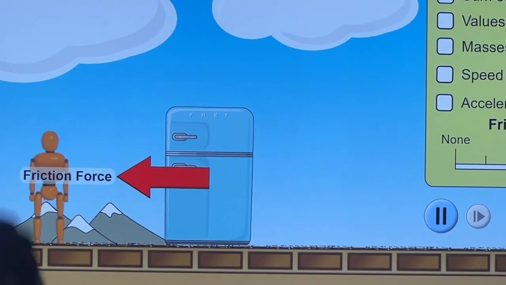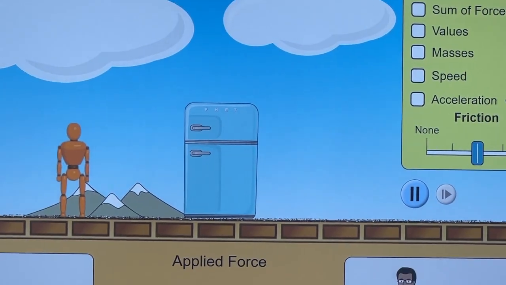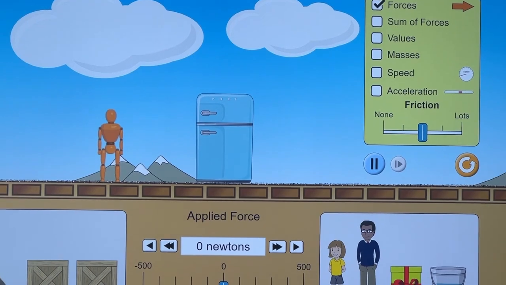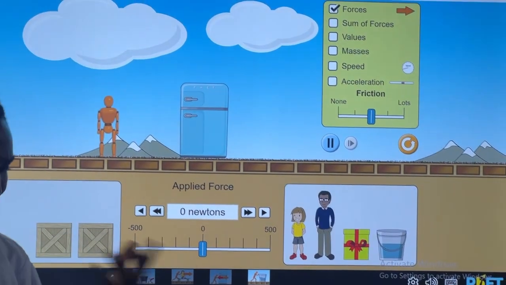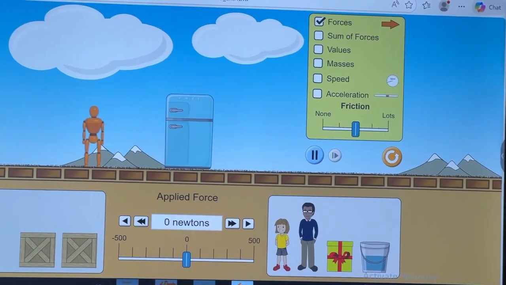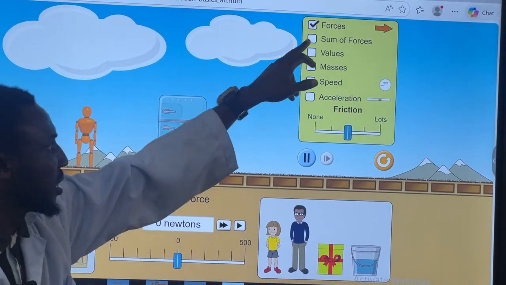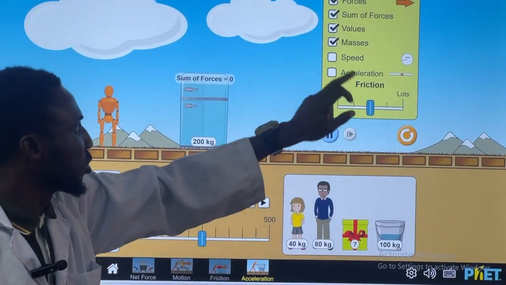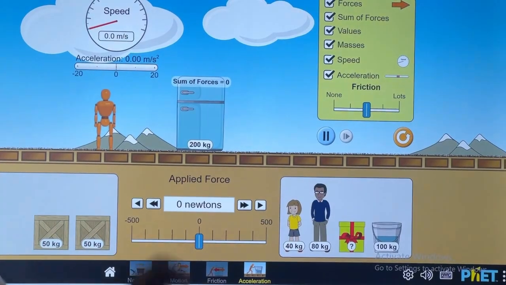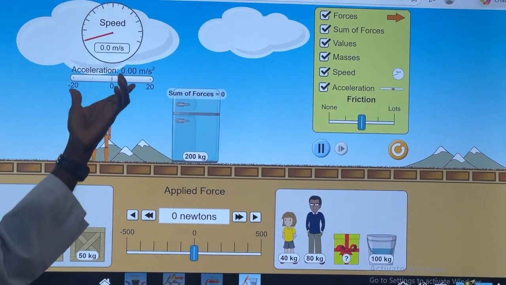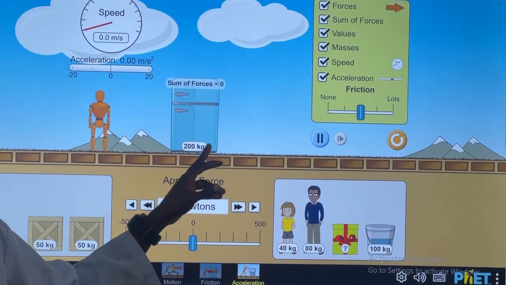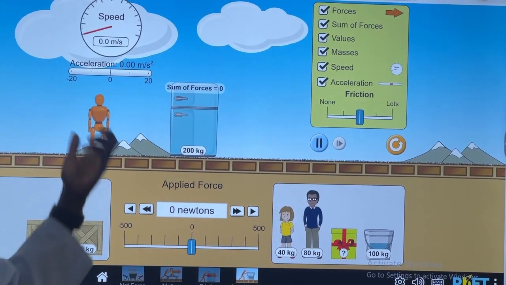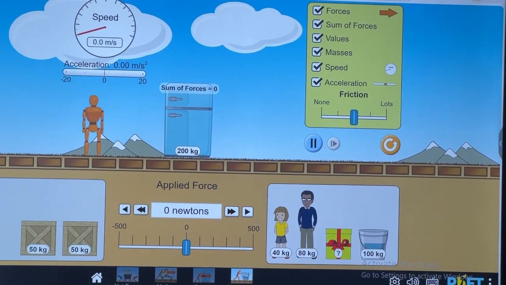But I'm going to show us the values of the speed and acceleration, because these are terms that we use in motion: velocity, acceleration, speed, displacement, distance. So this is the speed. This is the acceleration. This is the object that is being pushed. This is the body pushing the object. We have the sum of forces.